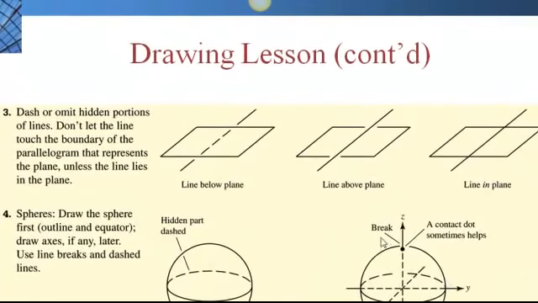If we have a plane, a dashed line shows that the line is underneath the plane. A solid line shows the line is above the plane, and notice we have a break in the plane to show that the line is going above it. And without a break, it represents the line directly in the plane.